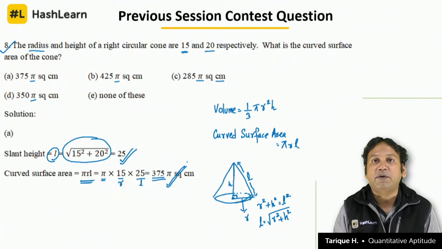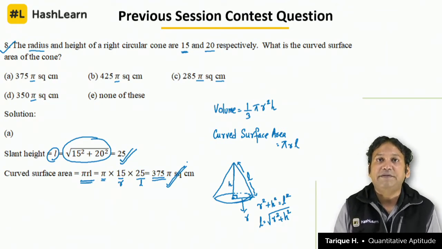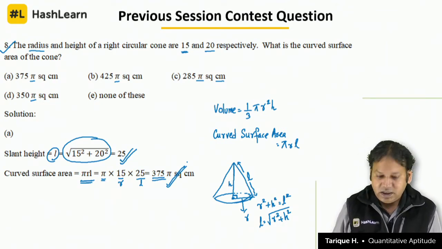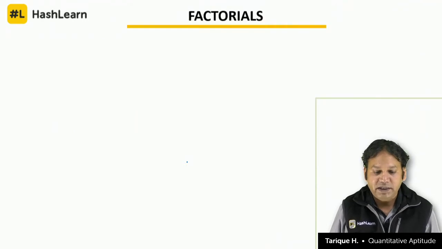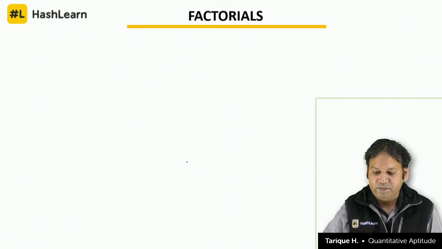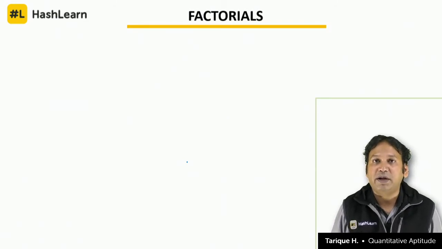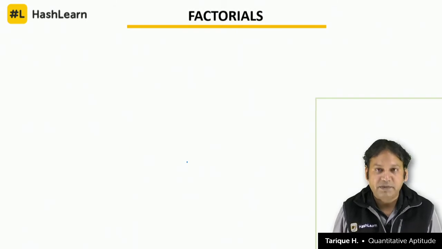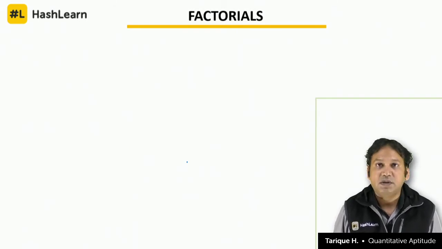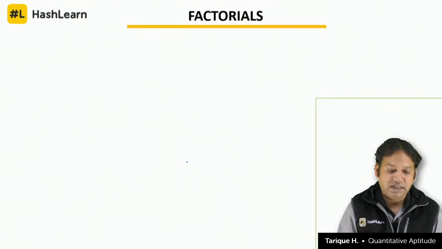So this is a question from the topic of volume and surface area. Now let's start with the topic of the day, that is permutation. And in permutation, first of all we'll understand the concept of factorials. Factorials are important for permutation, combination, as well as the topic of probability, and sometimes questions on number series also come based on factorials that we have discussed earlier also.